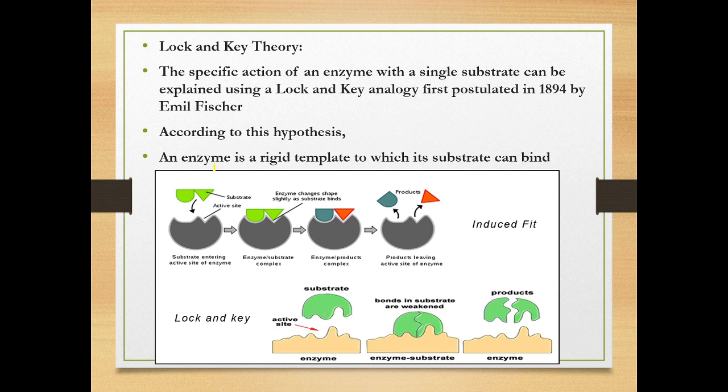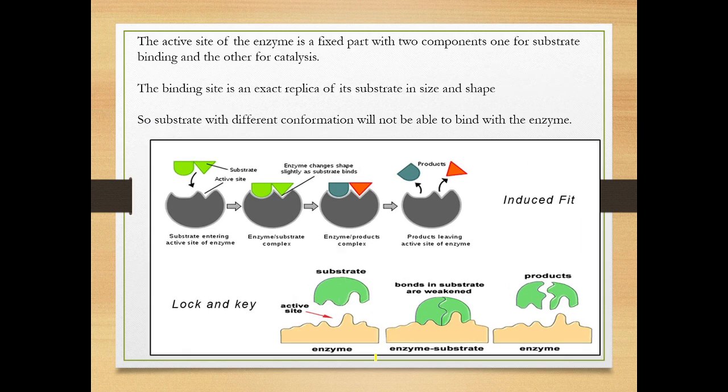According to this hypothesis, an enzyme is a rigid structure on which the substrate binds. The active site of the enzyme is a fixed part with two components, one for substrate binding and the other for catalysis. As said earlier, there are two sites, one called the binding site and the catalytic site. The binding site is an exact replica of its substrate in size and shape.